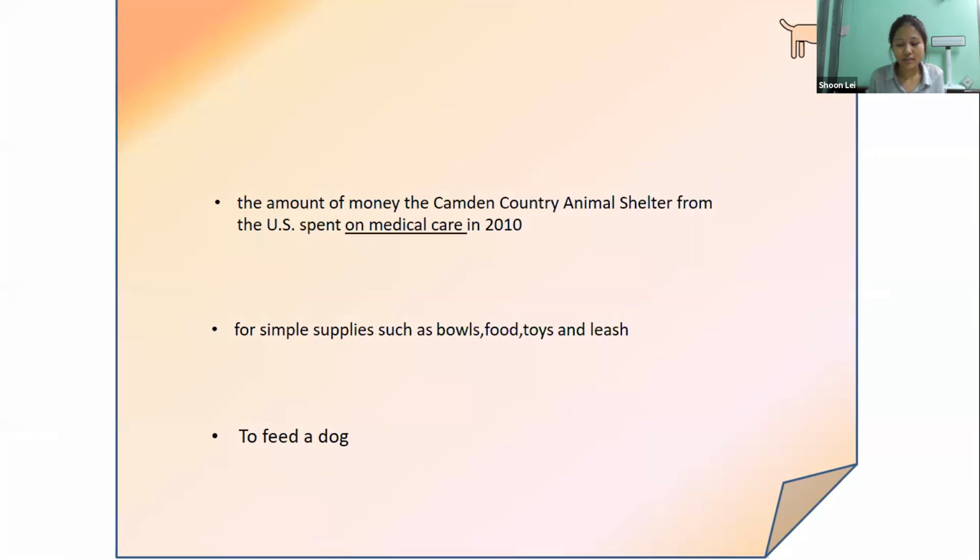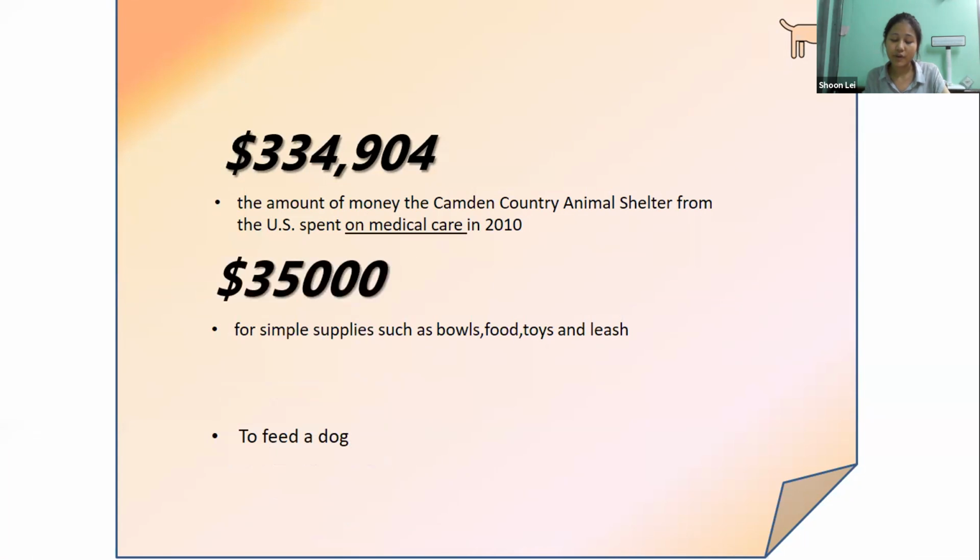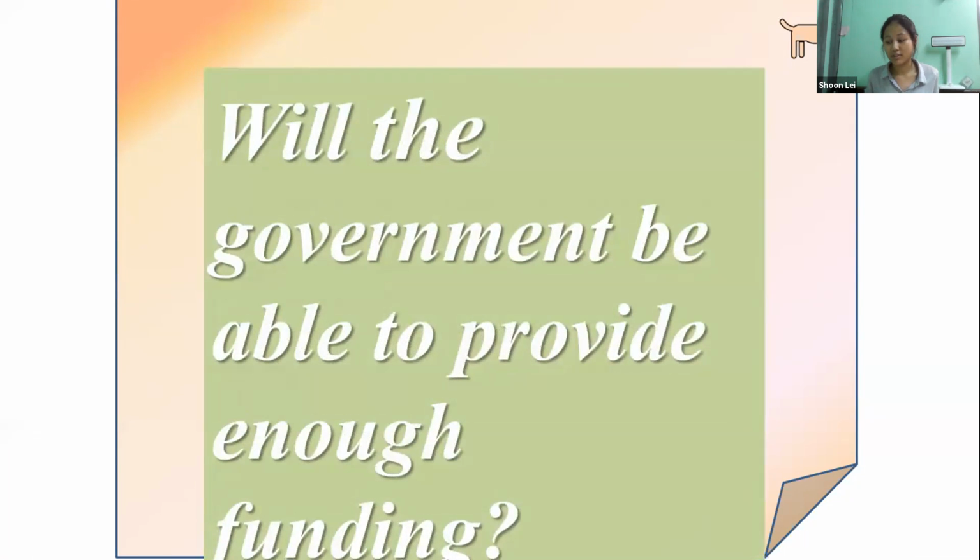To further discuss the many requirements of running shelters, the amount of money an animal shelter in the US spent only on medical care in 2010 is $334,000. And for simple supplies such as food and leashes, the amount of money spent was $35,000. And to feed a dog for a month, it costs about $50. The question that will come up after this is, will the government provide adequate funding for running shelters?